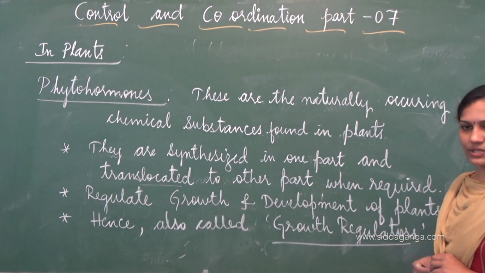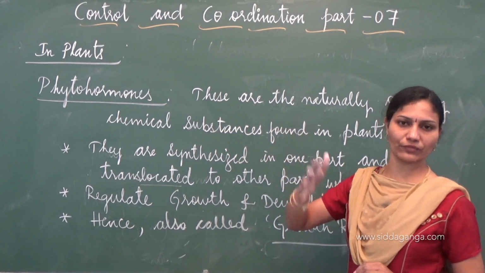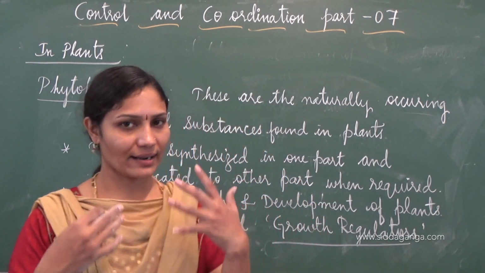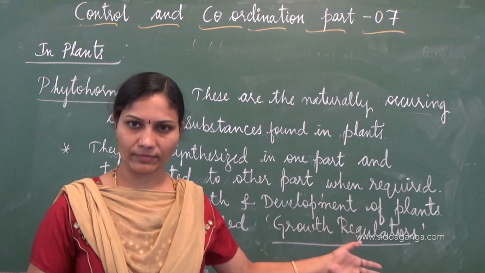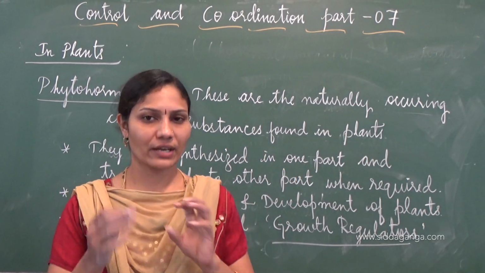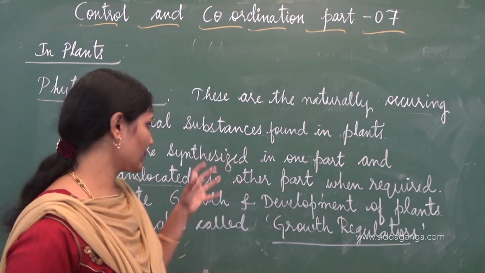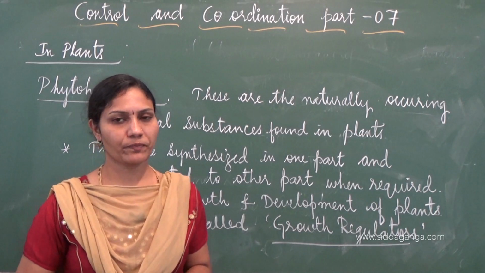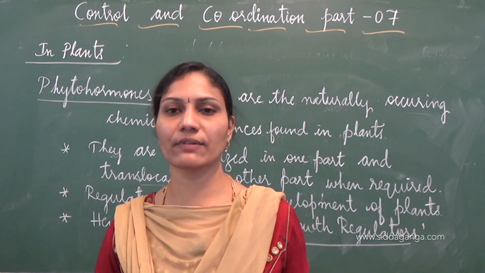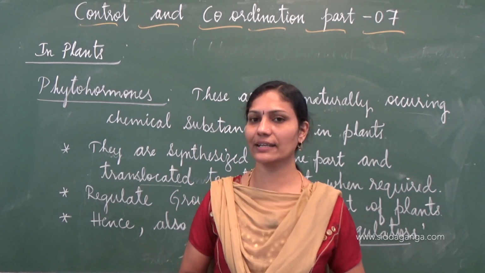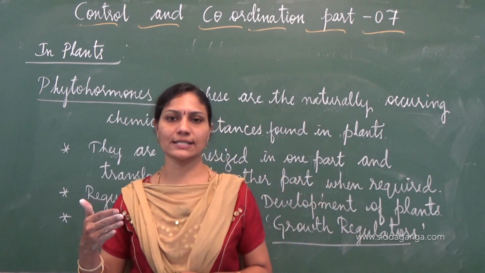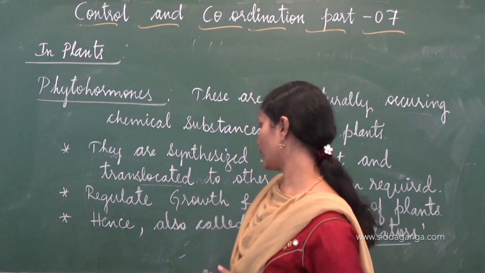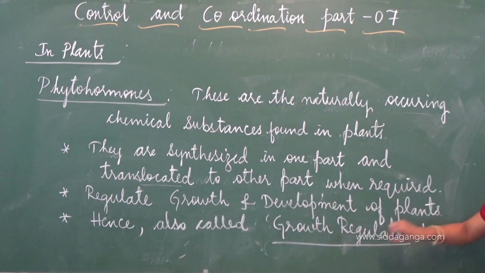So these are the chemical substances found in plants, synthesized in one part of the plant, and translocated to the other part, the part where the action is actually needed. They are generated as and when required, whenever the situation arises, and they are also referred to as growth regulators. Growth regulators are of two types. In plants, we find two types of growth regulators: one is plant growth promoters and the other is plant growth inhibitors.